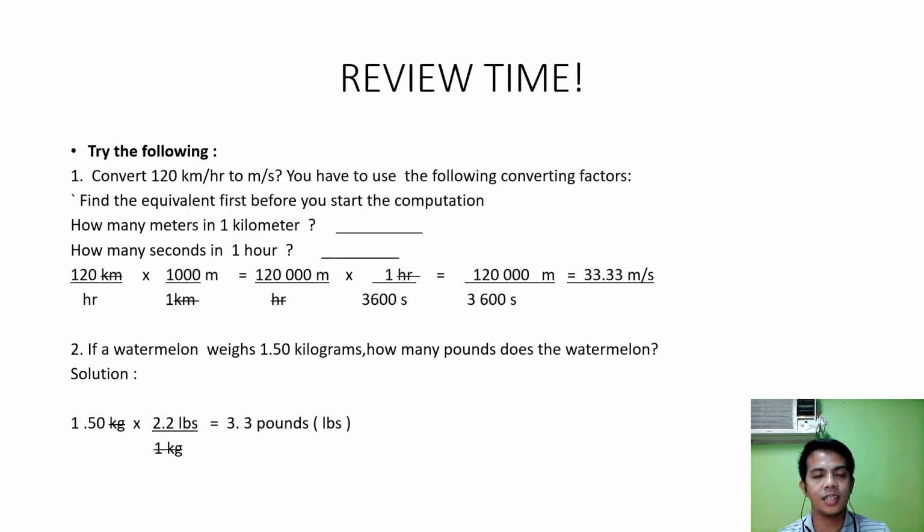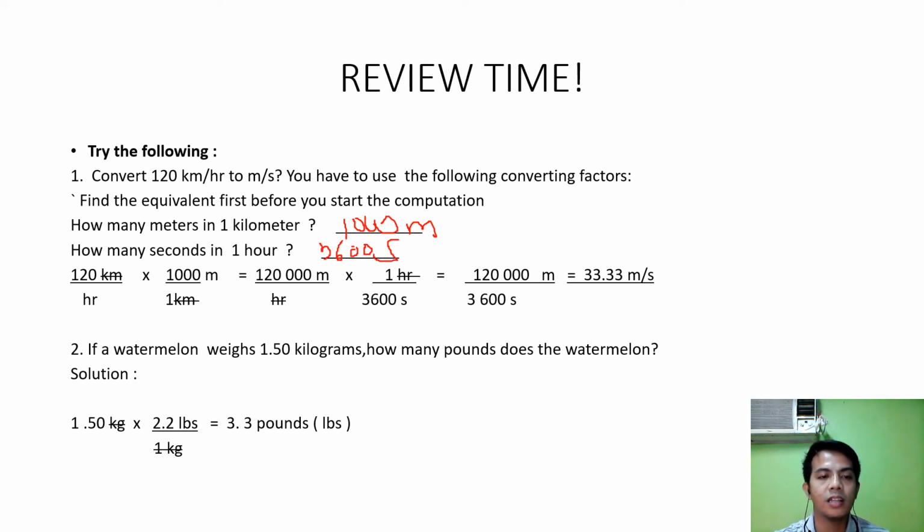So it's review time, class. So for this slide, we are going to review the learnings that we acquired during our discussion. So first question, convert 120 kilometers per hour to meters per second. So before the start of the computation, we need to find the equivalents. So how many meters in 1 kilometer? So there are 1,000 meters. Then how many seconds in 1 hour? So that is 3,600 seconds.